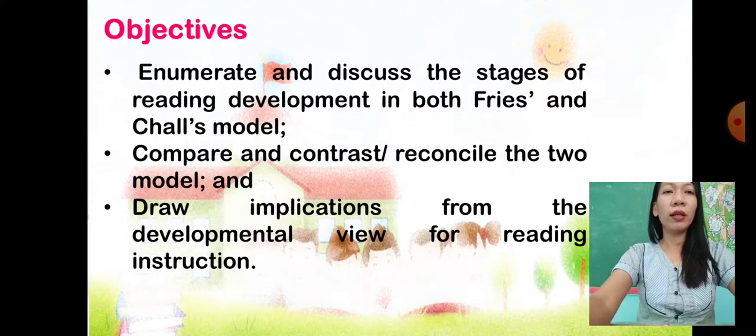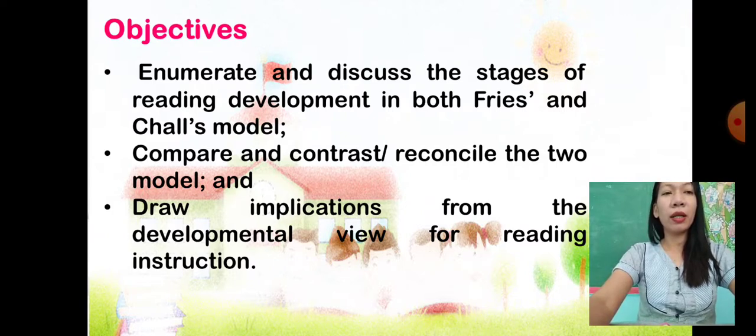First is to enumerate and discuss the stages of reading development in both Fry's and Child's model. Second, compare and contrast or reconcile the two models. Third, draw implications from the developmental view for reading instruction.